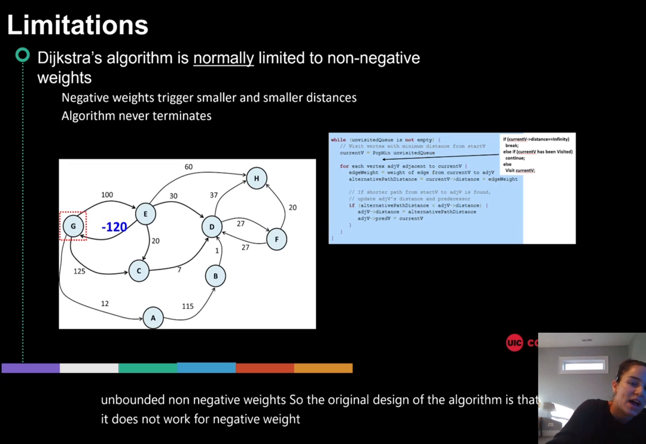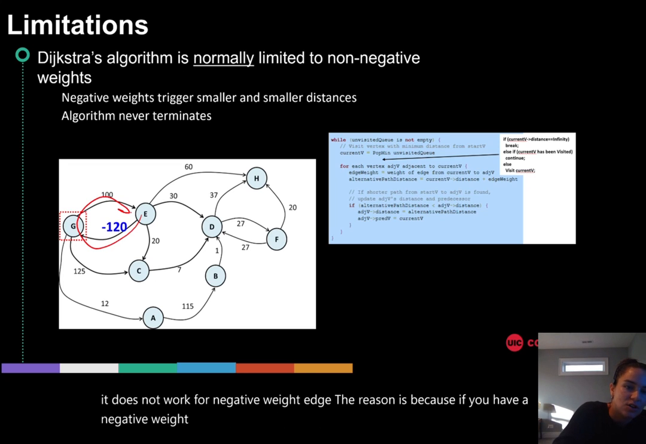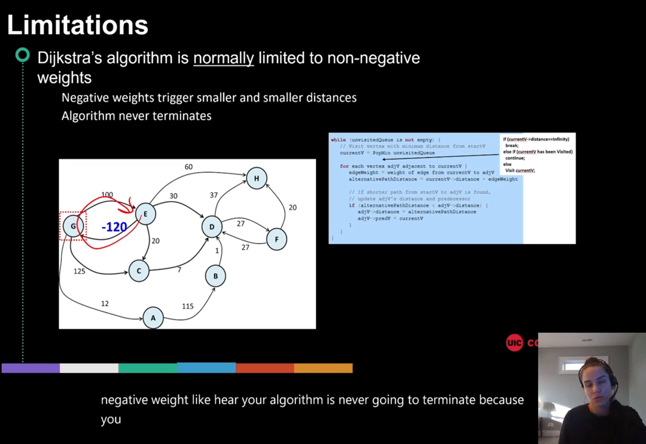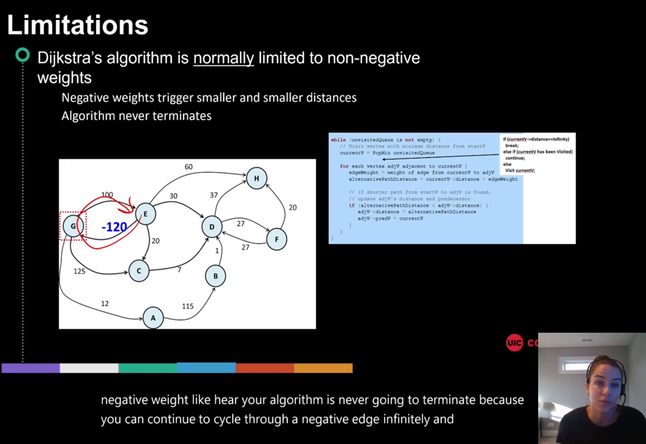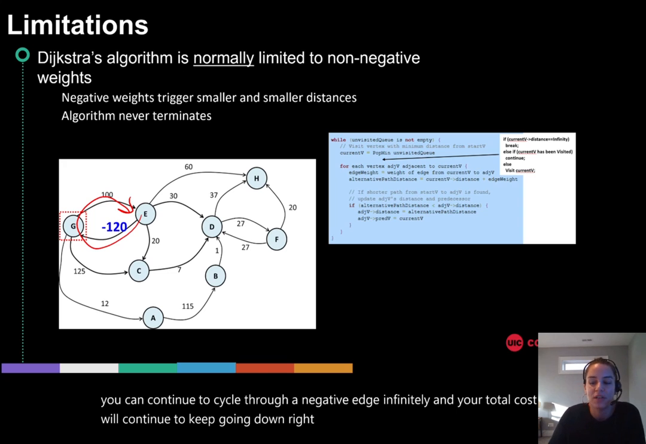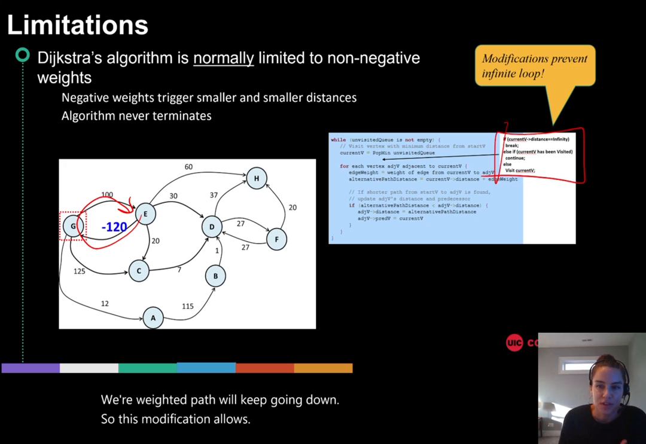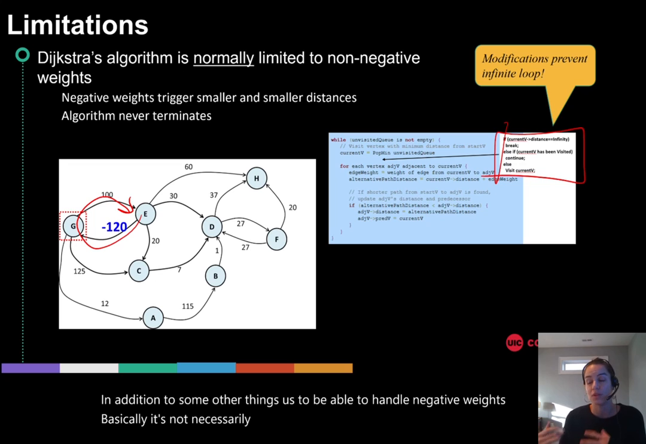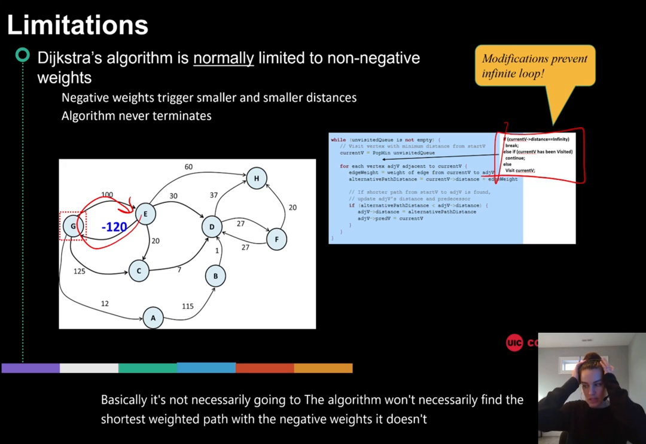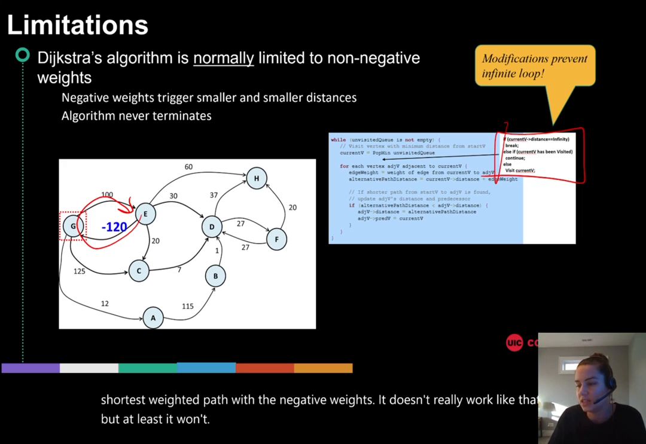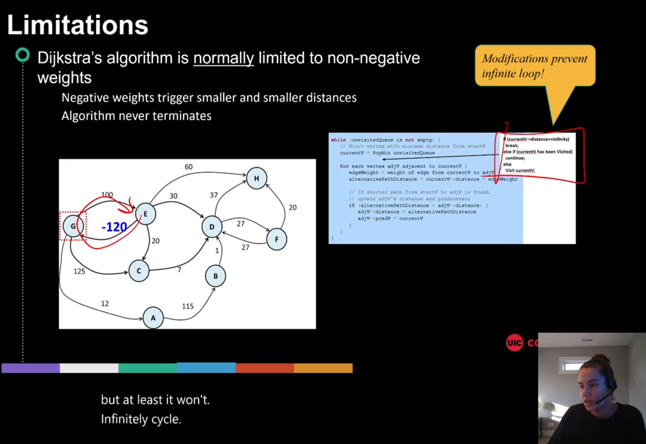The reason is because if you have a negative weight, like here, your algorithm is never going to terminate, because you can continue to cycle through a negative edge infinitely, and your total cost will keep going down, right? Your weighted path will keep going down. So this modification allows, in addition to some other things, us to handle negative weights, basically. The algorithm won't necessarily find the shortest weighted path with the negative weights. It doesn't really work like that, but at least it won't infinitely cycle on negative edges. So that's a little bit about some of the modifications.